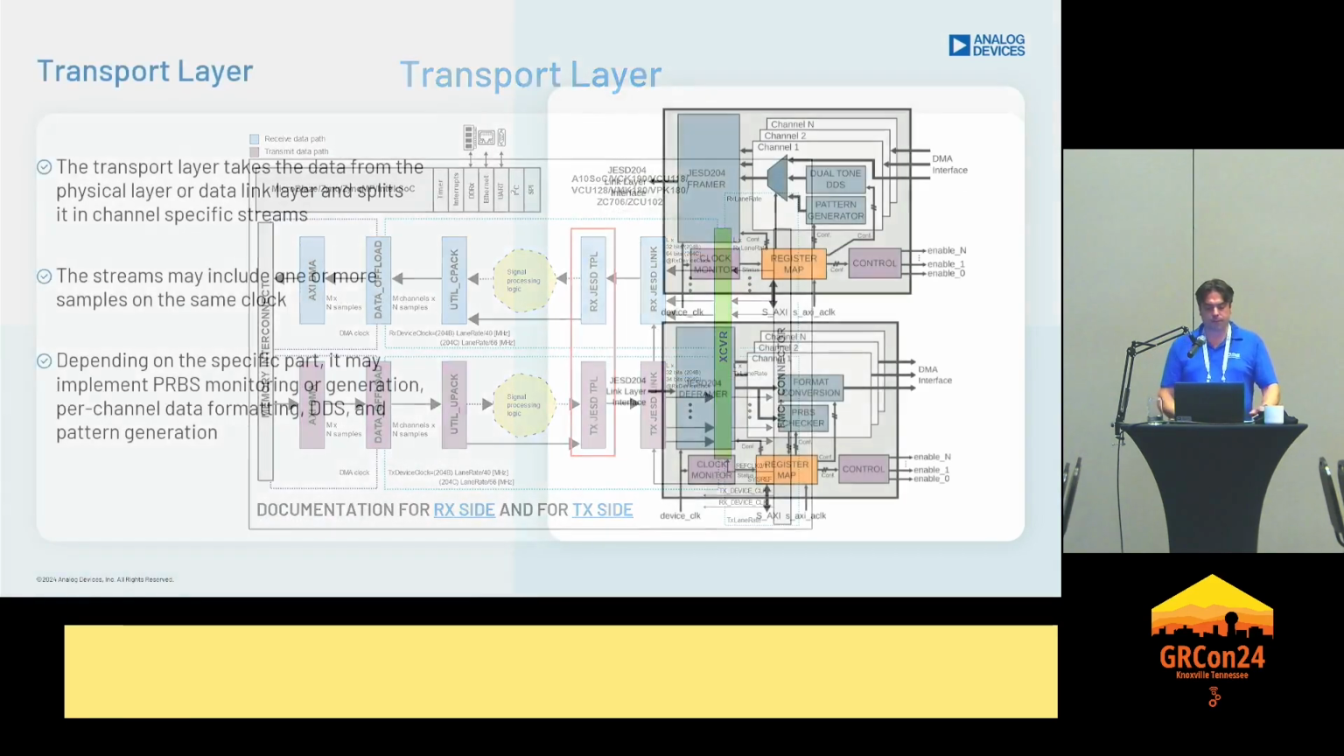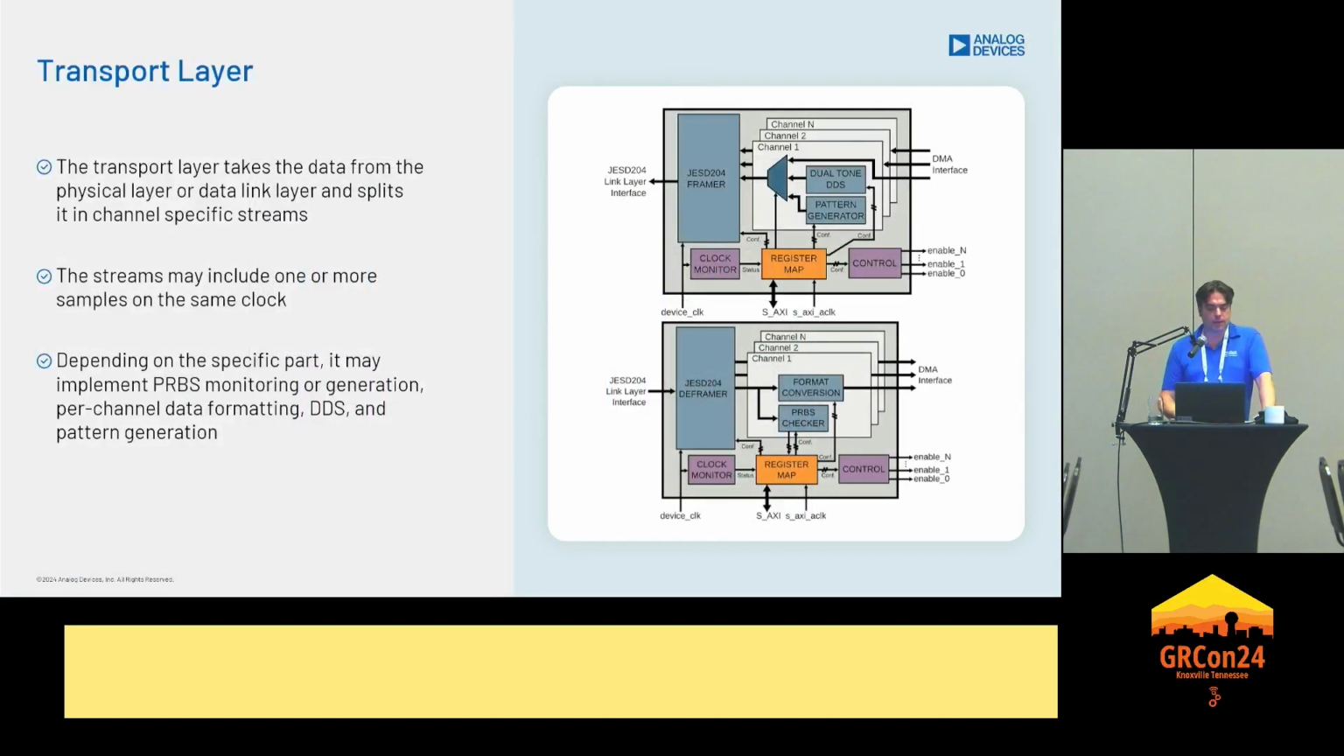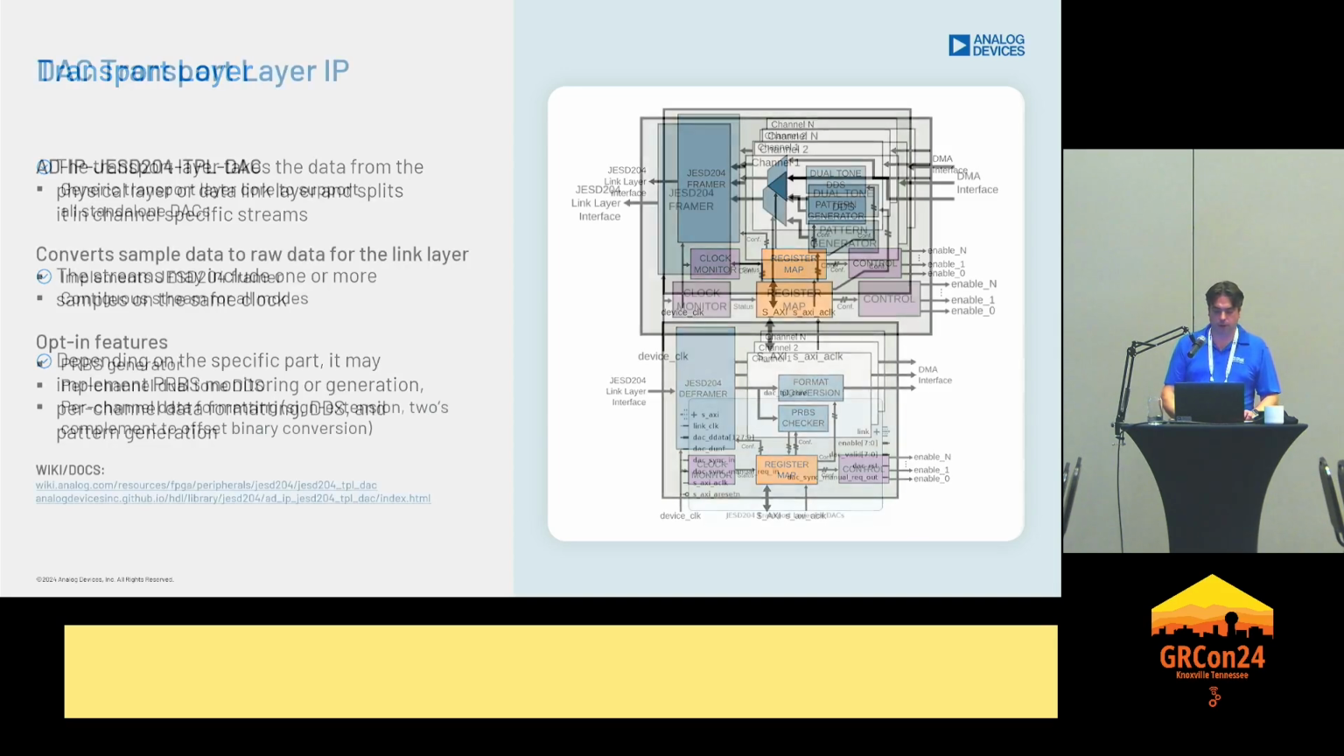The transport layer. The transport layer takes the data from the physical layer or the data link layer and splits it into channel-specific streams. The streams may include one or more samples on the same clock, and depending on the specific part, we might have additional features like PRBS monitoring, per-channel data formatting, DDS, pattern generation. There's even a small IQ correction block that you can enable with a matrix multiplier.